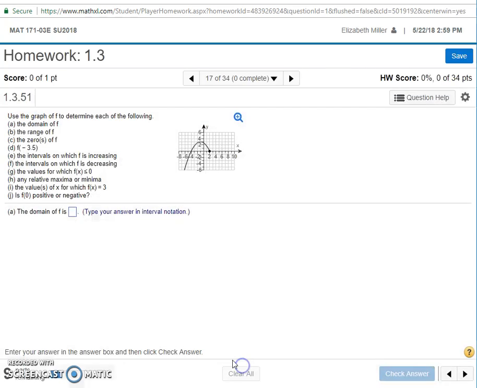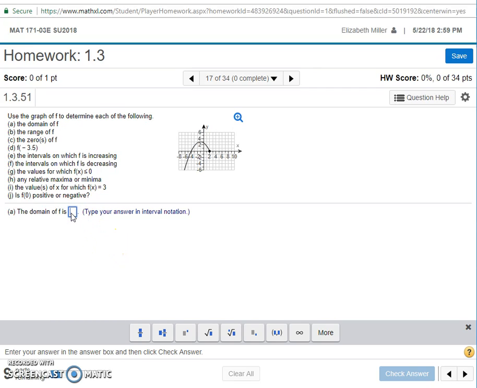So my domain starts with negative infinity because we start on the left side and goes all the way until we get to positive 2. Now that is going to be a bracket because it is an endpoint with a closed circle.